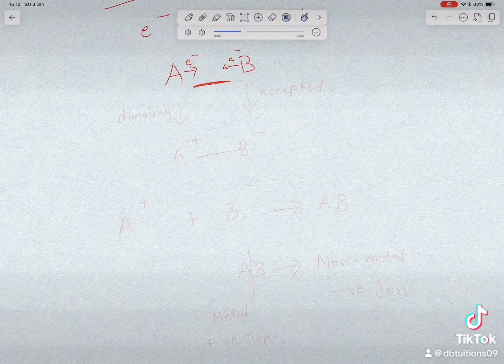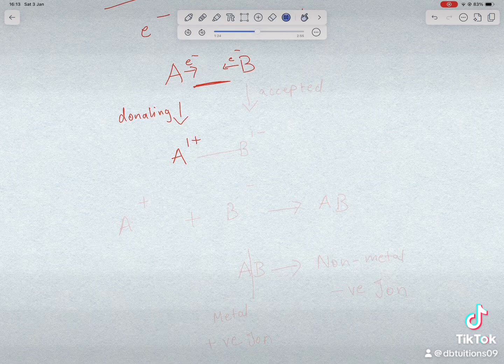of attraction. Now because electrons are negatively charged, by donating the electron, A becomes positively charged. Remember, whenever you lose your negativity, you become positive. So A becomes a positive ion. So the atom A now has transferred an electron, has gained one positive charge, so it has become A1+.